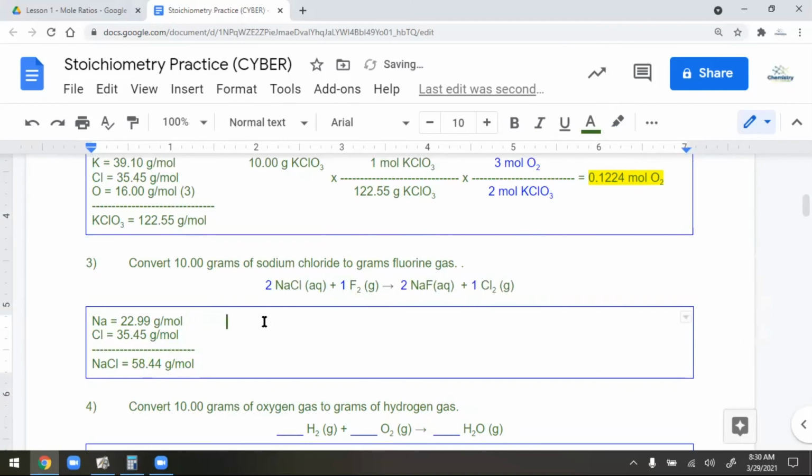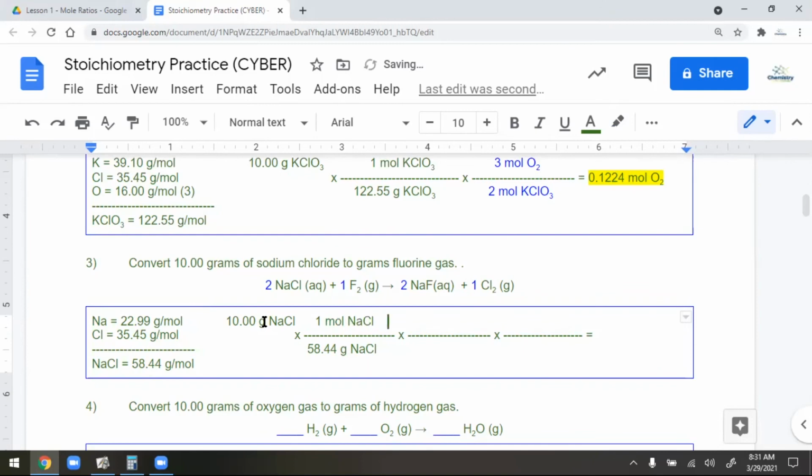Now we can set up our equation beginning with our 10.00 grams of sodium chloride. Now, in this problem, we're going from grams to grams. That's a 3-step problem. So in the first step, we're going to go from grams to moles. In our second step, we're going to go from moles to moles. And then in our third step, we're going to go from moles back to grams. So to begin, I'm going to take that 58.44 grams of sodium chloride. We're going to put that on the bottom. That's equal to 1 mole of sodium chloride.